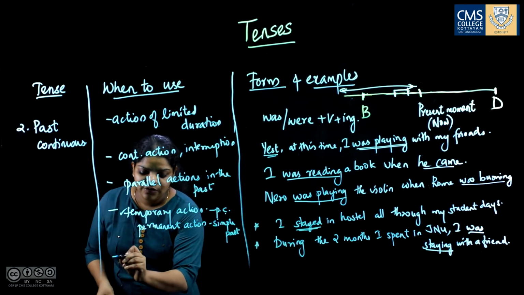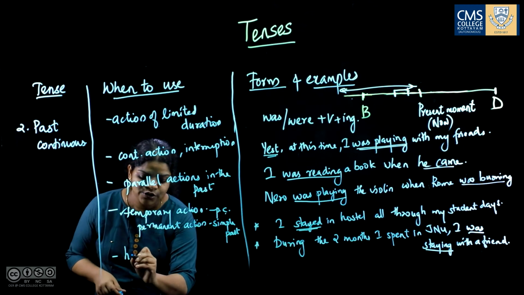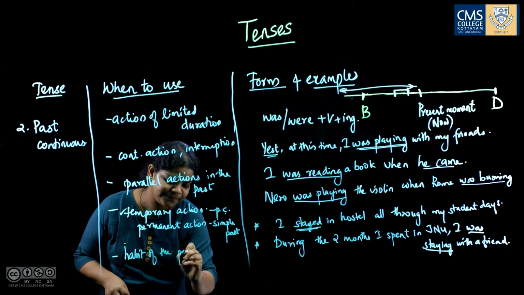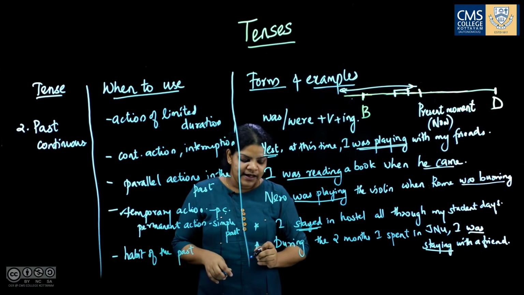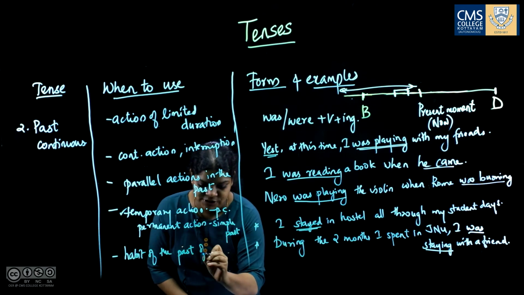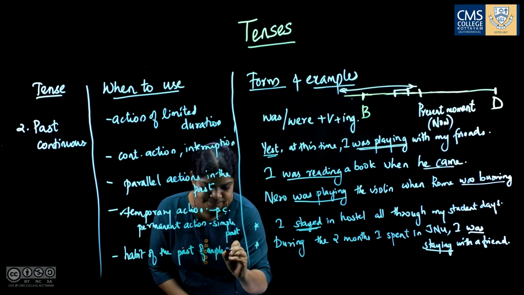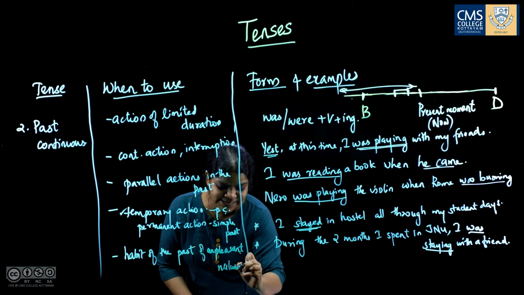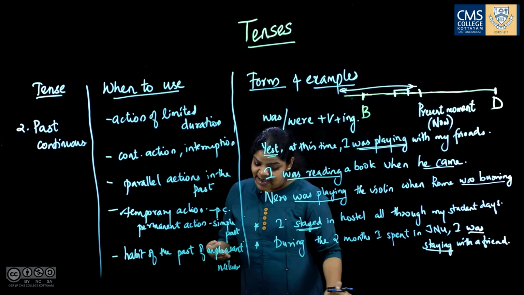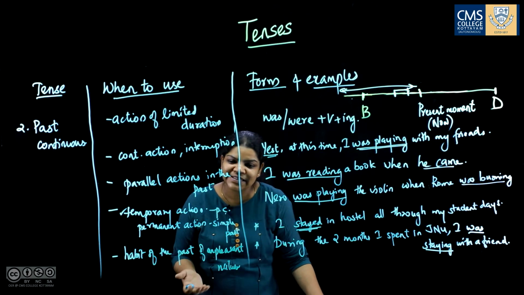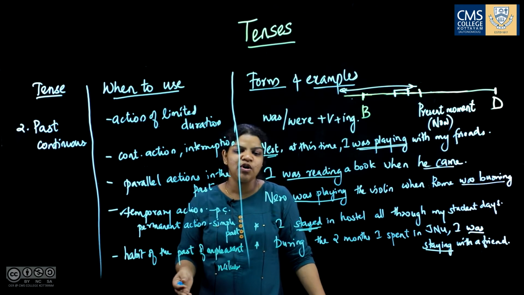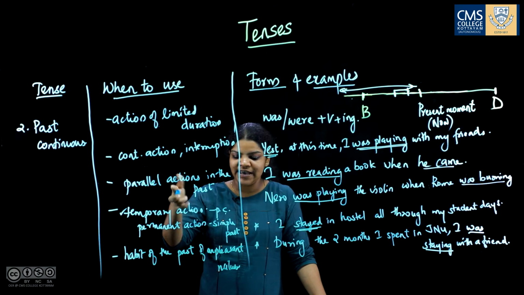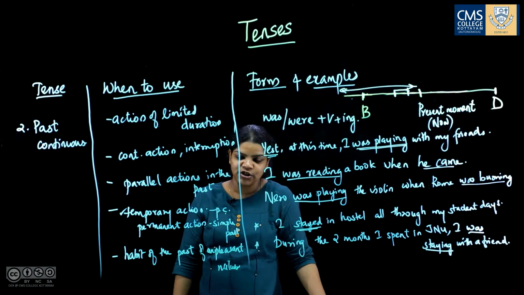You can also use past continuous to refer to a habit of the past, of unpleasant nature especially. For example, he was always quarreling with his neighbors. He was always quarreling with his neighbors. So it's a habit of the past, and it's of an unpleasant nature.